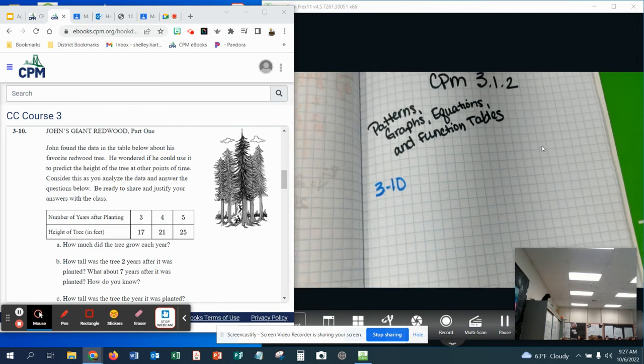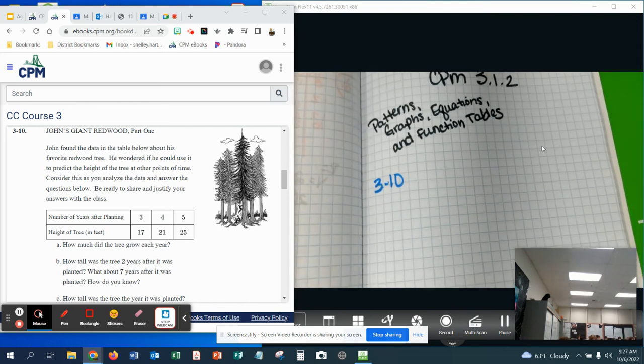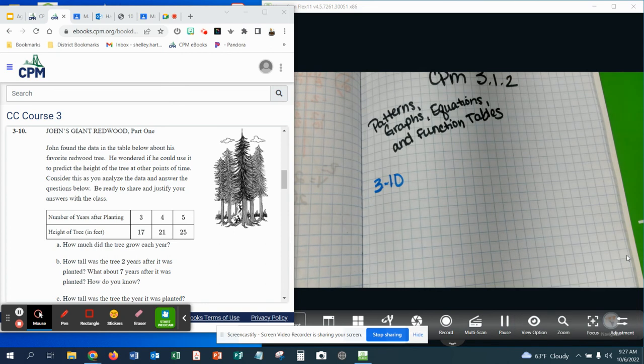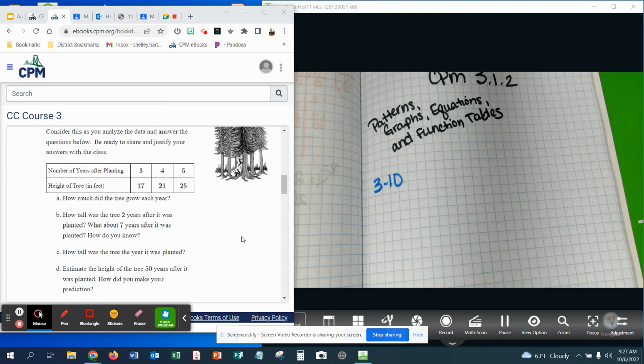All right. The one thing I like about this particular book is it gives you a large word problem to work through. And for this one, it's no different. So remember how we talked about yesterday, we're looking for a pattern. Well, we can find them sometimes even in trees. So John found the data in a tree table about his favorite redwood trees. He wondered if you could use it to predict the height of a tree at other points of time. Consider this when you analyze the data and answer the questions below.